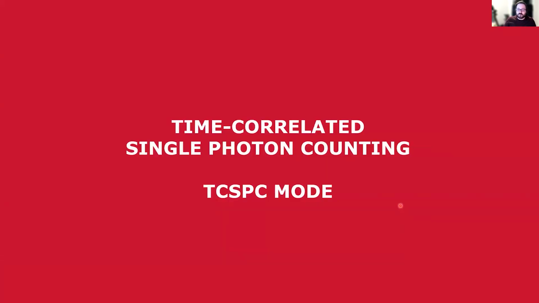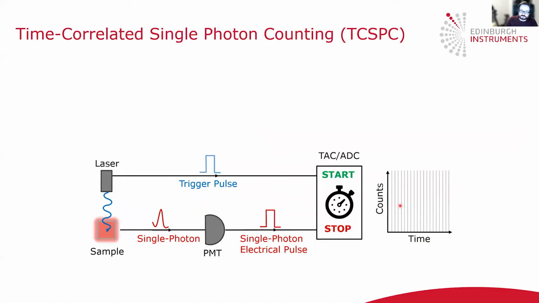I'll start with the most famous one, which is time-correlated single photon counting, or TCSPC. The idea of TCSPC is shown in this schematic at the bottom, and it's quite a simple idea. You have a pulsed laser, typically with a high repetition rate in the megahertz range. And when this laser fires, it sends an electronic trigger pulse that starts the clock of the counting electronics.